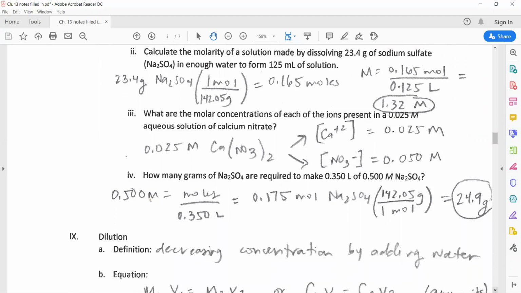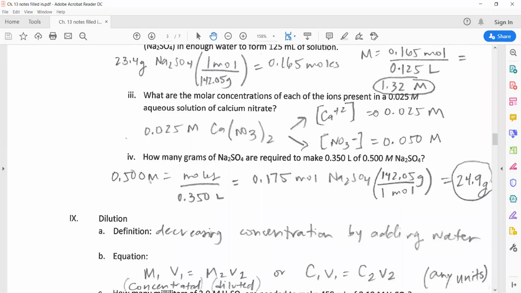Here it says, what are the molar concentrations of each of the ions present in a 0.025 molar aqueous solution of calcium nitrate? Aqueous solution just means it's dissolved in water. Here's my formula for calcium nitrate, and it actually goes ahead and gives me the concentration. Remember, this is moles per liter.